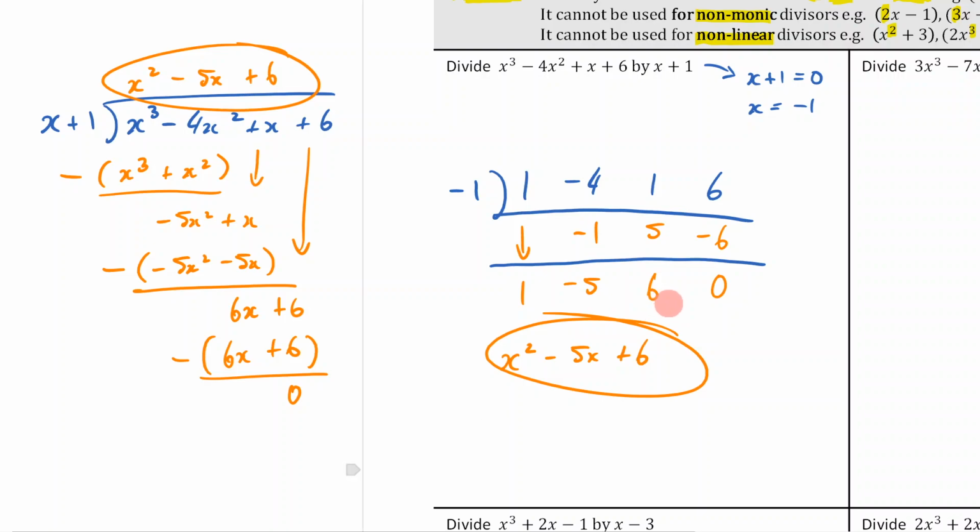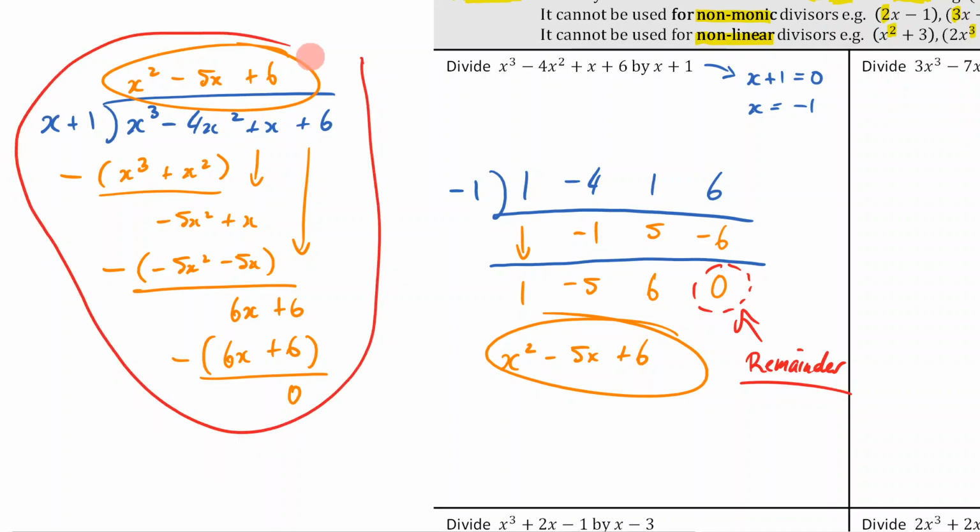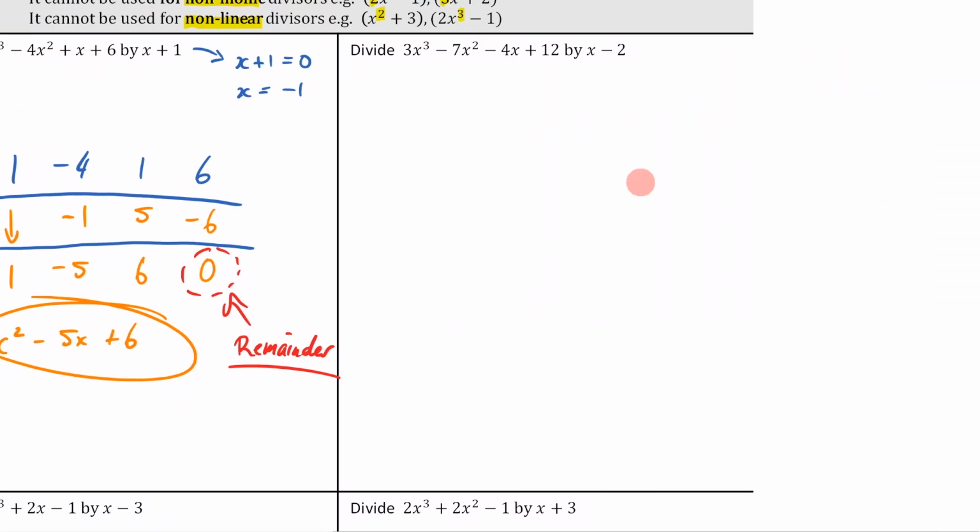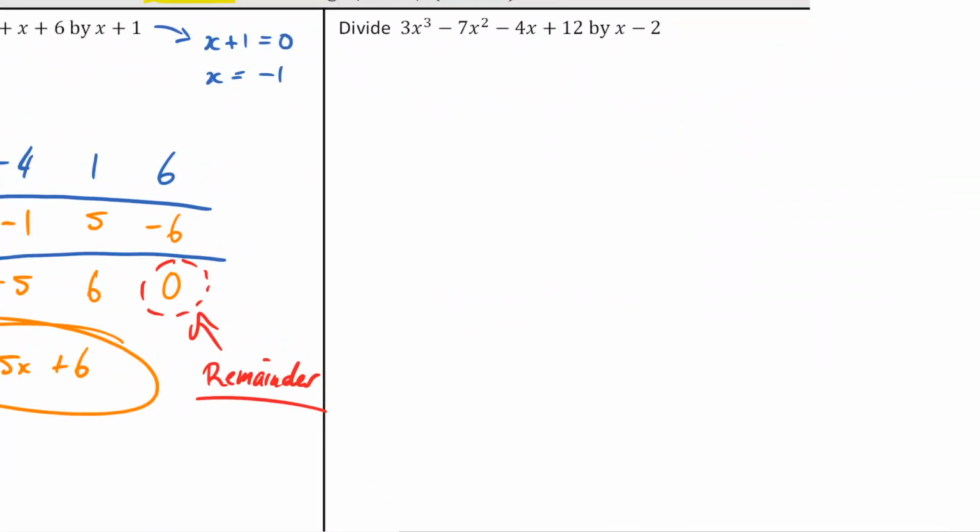And then the last one that it gives you, this last one, is my remainder. So this is my remainder. And because my remainder is 0, it just means I get 0 out. But do you see how that is so much quicker than the traditional way of doing it? So let's do it again. So let's come over here now and let's do it a bit quicker.